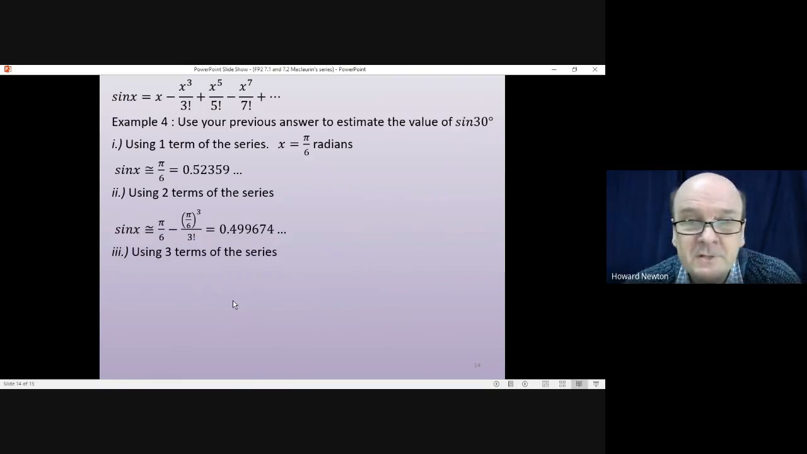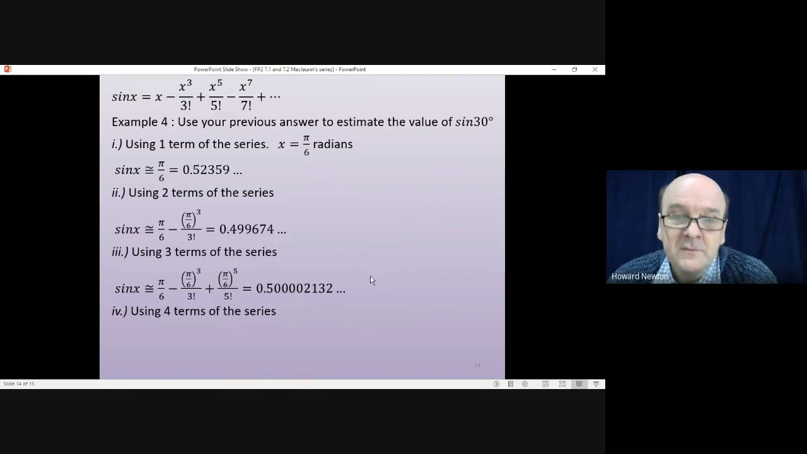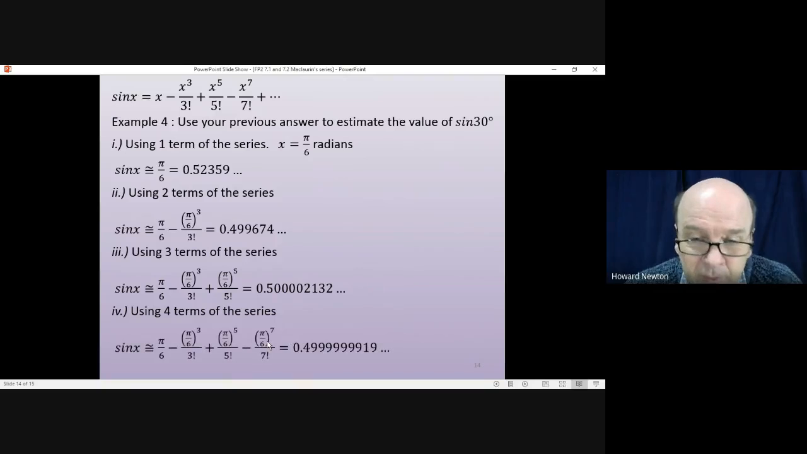If I use the first three terms, then I'll also have pi by 6 to the power of 5 divided by 5 factorial, which gives me 0.5 and then 4 zeros, 2132. And if I use the first four terms of the series, then I add on this term here, and I get a number which is very close to 0.5. And you'll notice it's oscillating either side of 0.5. So it starts just above, then just below, then just above, then just below. And that's because each time we're adding on a term, then taking away, then adding, then taking away.